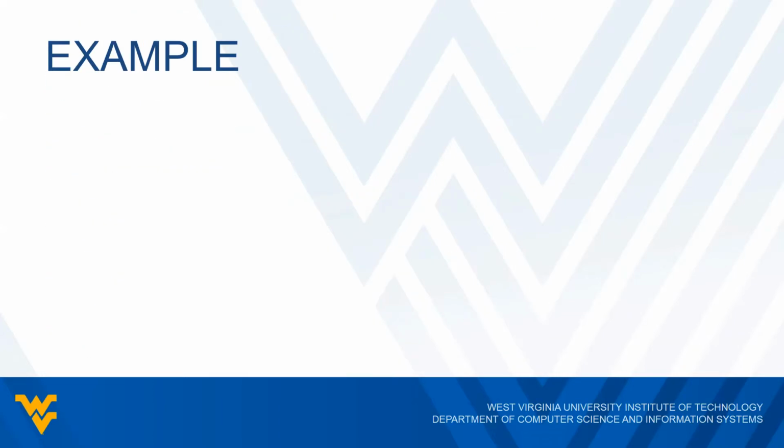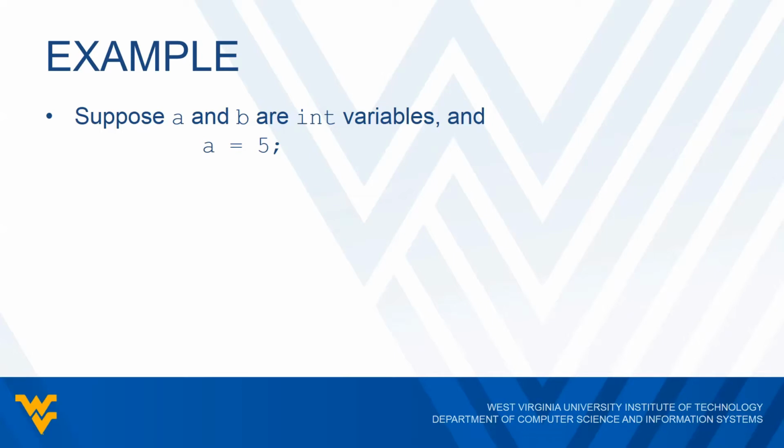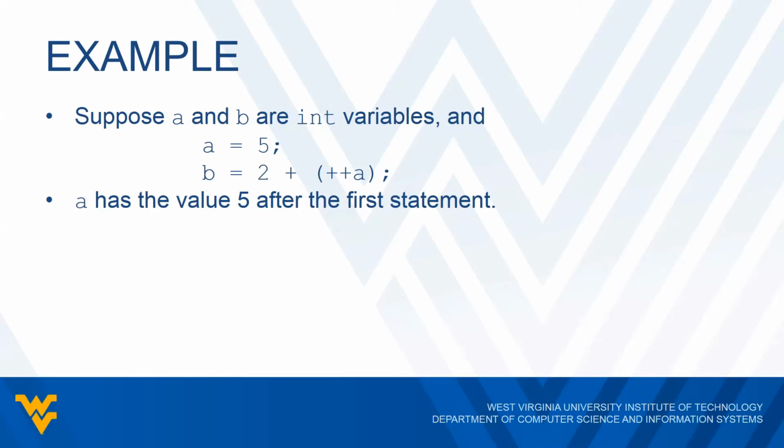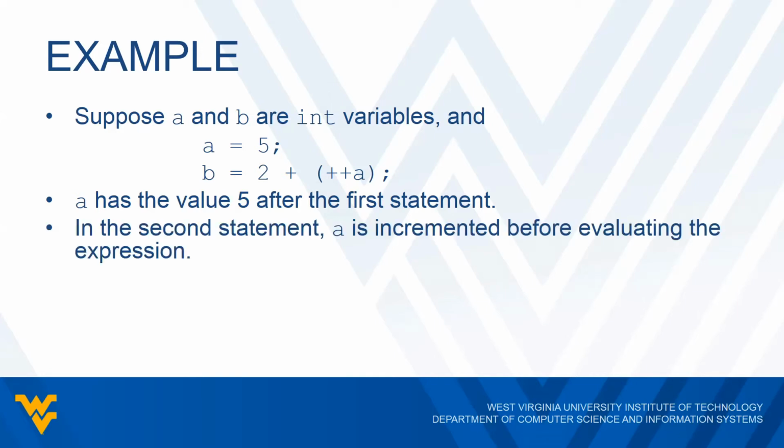So let's take a look at an example of using our increment operators. Let's say we have a and b, and they're integer variables, and let's say we have the lines a equals 5, so we assign 5 to a, and b equals 2 plus ++a, where a is incremented first. For the first line, we just take the value 5 and we store it in a. So at the end of the first statement, a is 5. It's kind of obvious, but let's look at the second statement.